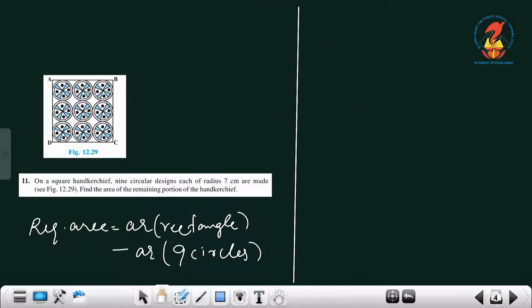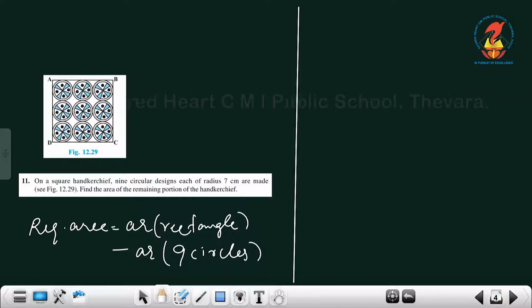Next, 11th question. On a square handkerchief, 9 circular designs of each of radius 7 centimeter are made. Find the area of the remaining portion of the handkerchief.